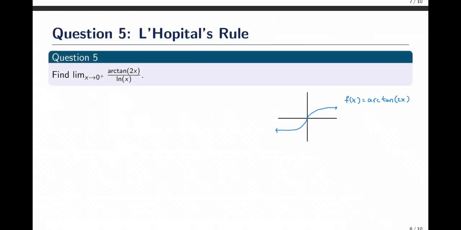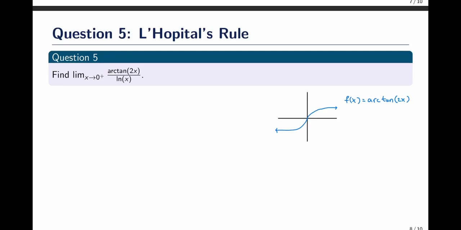All right, and the last example we're going to look at is the limit as x goes to 0, again from the right-hand side, of arctan 2x over the natural log of x. Now this isn't a form of a function f over another function g. But again, we want to make sure that the assumptions of L'Hopital's rule are true before we actually go ahead and apply L'Hopital's rule. So let's make sure that this is actually true.